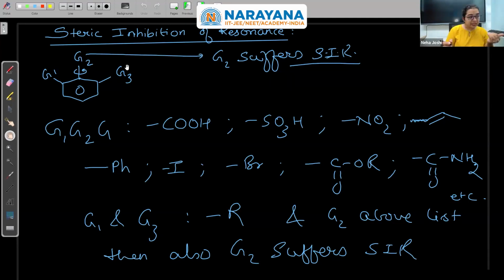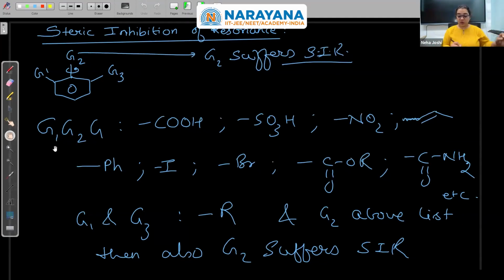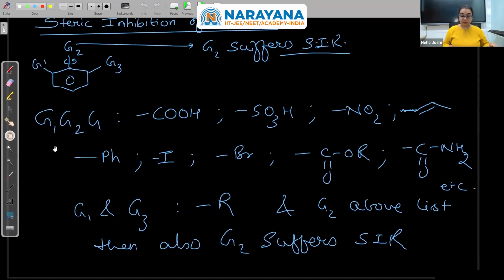There is some effect, there is some discomfort, and it also has some effect. But the maximum effect comes to the central one, G2, which practically rotates to a perpendicular plane. It is no more planar. It rotates to a perpendicular plane, and thus its resonance. See, if it was planar with benzene, its p orbitals were like this, parallel. But if it rotates perpendicular to benzene, then its p orbitals are now perpendicular and the overlap fails. So G2 suffers SIR.